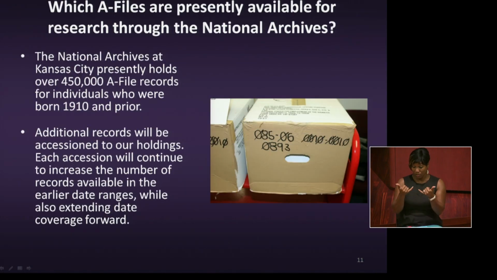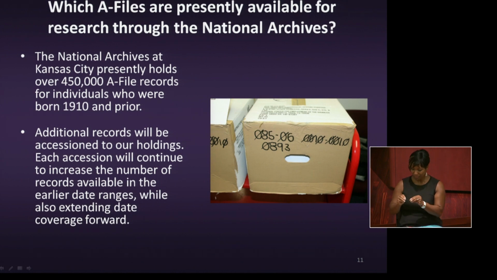Currently, there are more than 450,000 A files which have been transferred to the National Archives. These files represent individuals who were born 1910 and prior. Many of the records are coming into the National Archives at Kansas City, where I'm located, and those represent the entire country as well as U.S. territories. But it's also important to note that there are a smaller number of files that are being transferred to the National Archives at San Francisco.